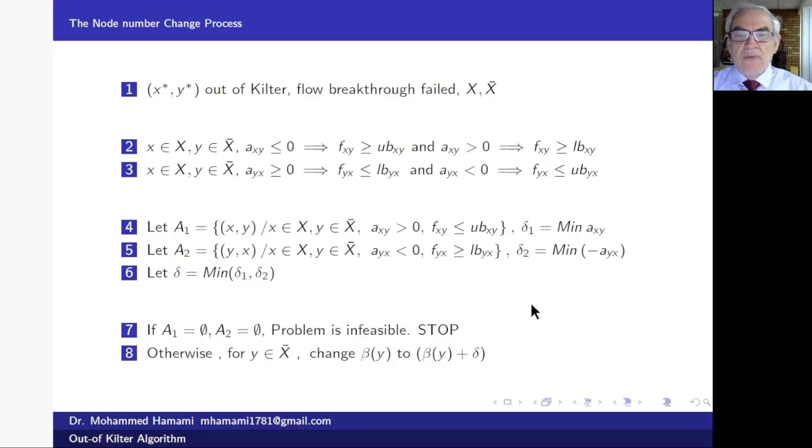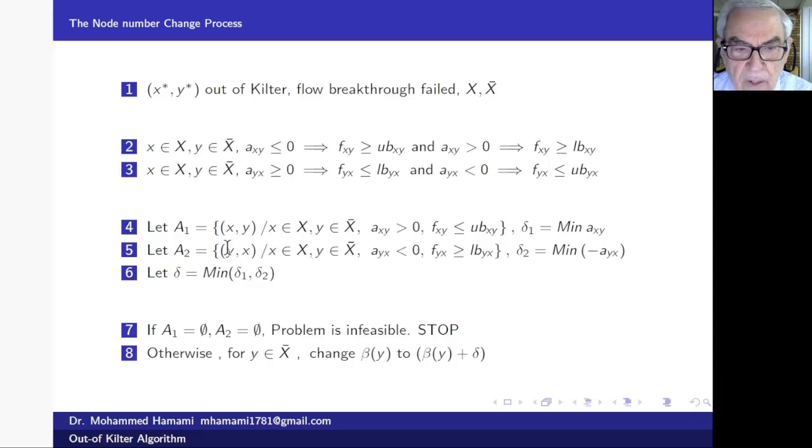Okay. So in this case, we're going to form two sets. The first set is the arcs going from x to x bar, for which A, the adjusted unit cost, is strictly positive, and the flow is less or equal to the upper bound. And the second set is the reverse arcs yx, for which A of yx is negative and f of yx is greater or equal to the lower bound.